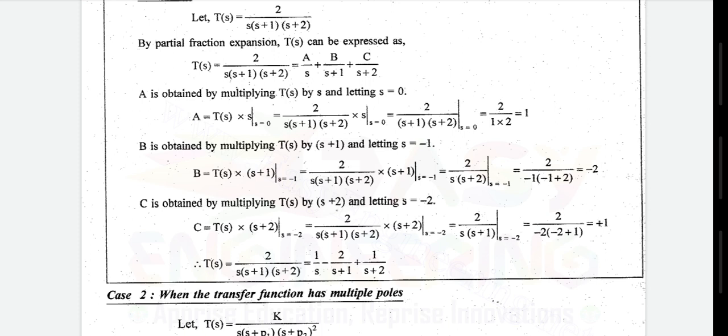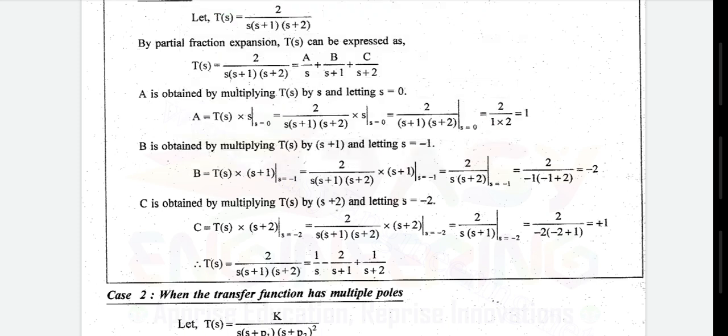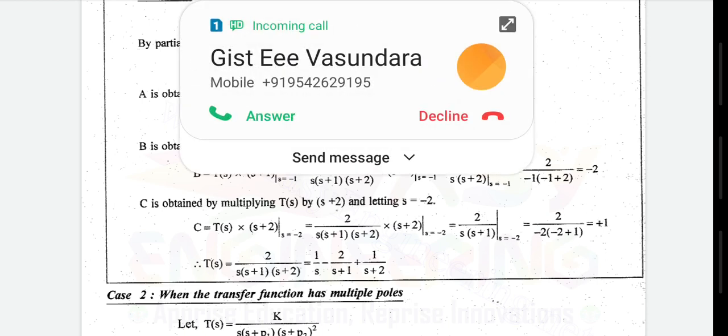b is equal to 2 by s into s plus 1 into s plus 2, into s plus 1. Here s plus 1 and s plus 1 get cancelled. So what is the value? 2 by s into s plus 2. Substitute s equal to minus 1 now. So 2 by minus 1 into minus 1 plus 2. What is the value? That is minus 2.